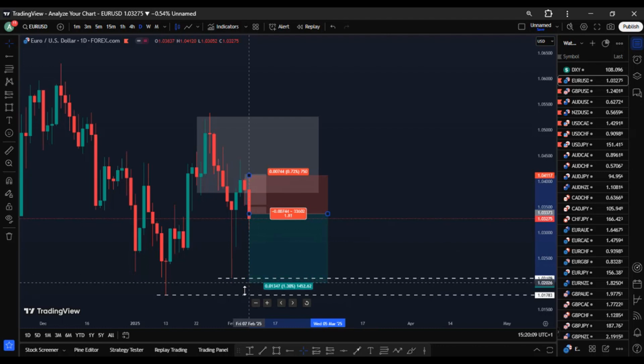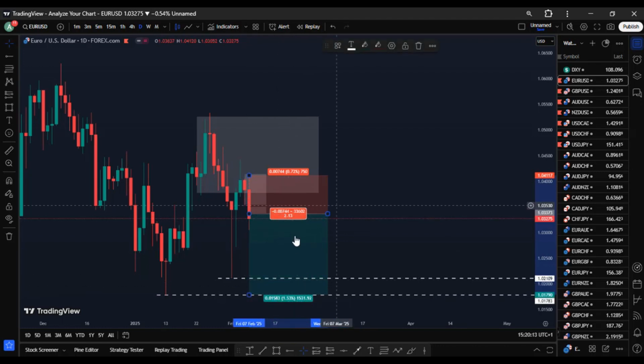If you calculate that, that should give you a risk reward ratio of 1 to 2 plus, right? So you might take partials at this area and close the full position in the next liquidity area.